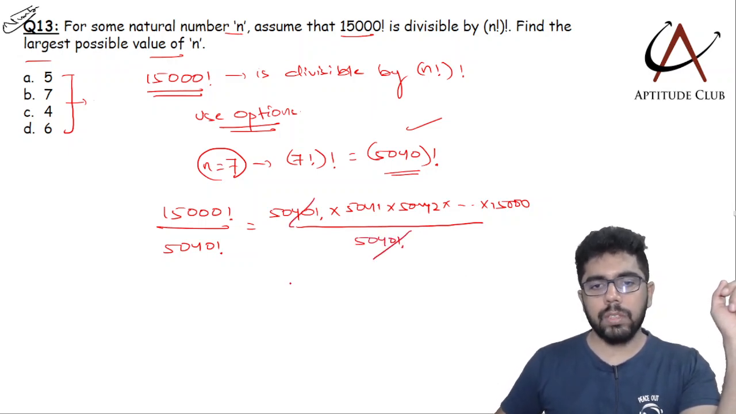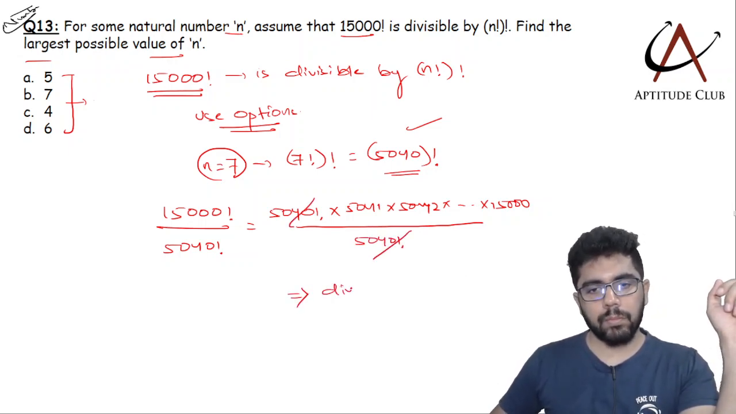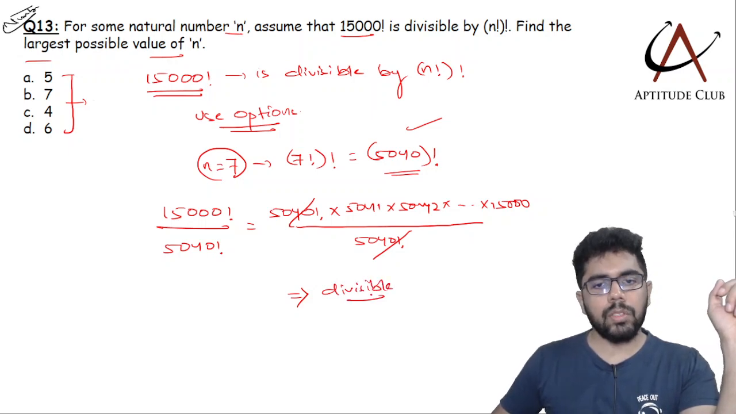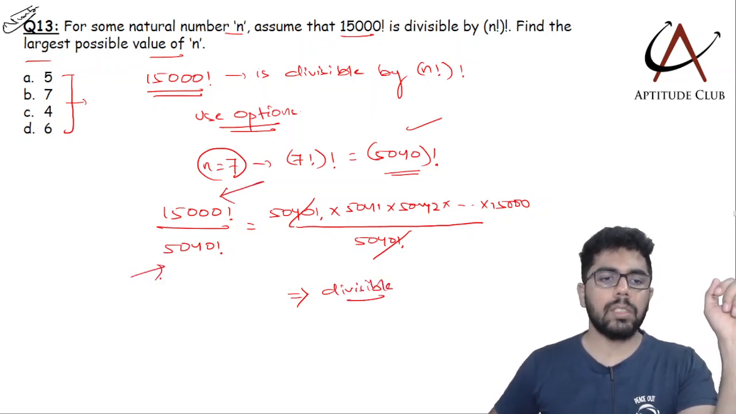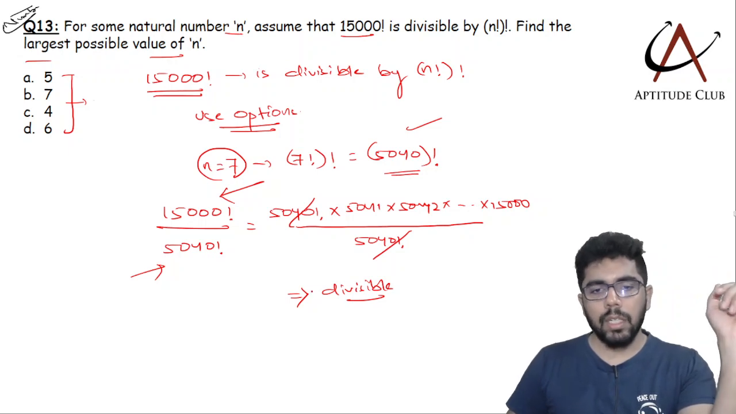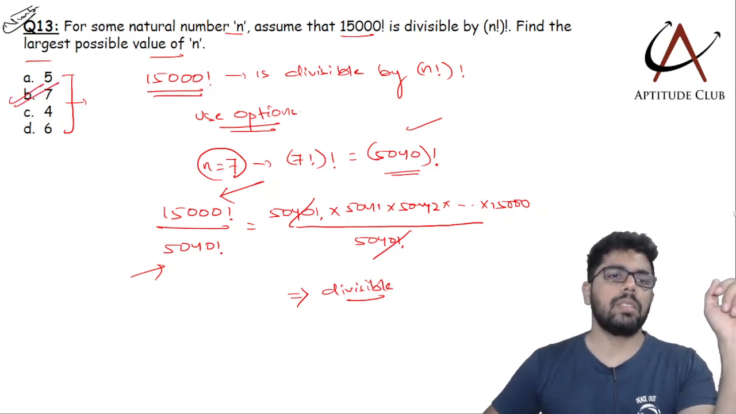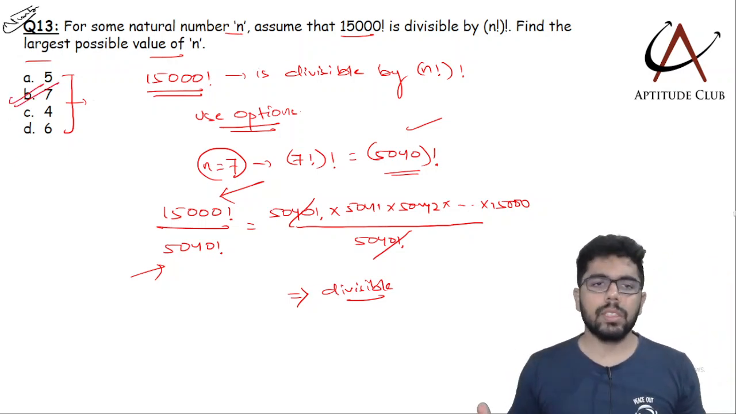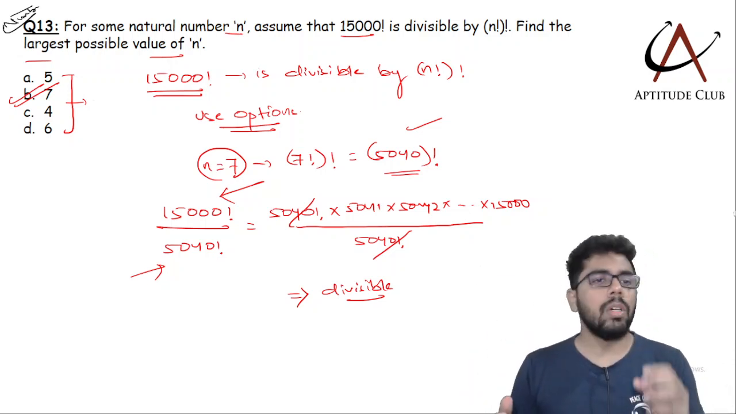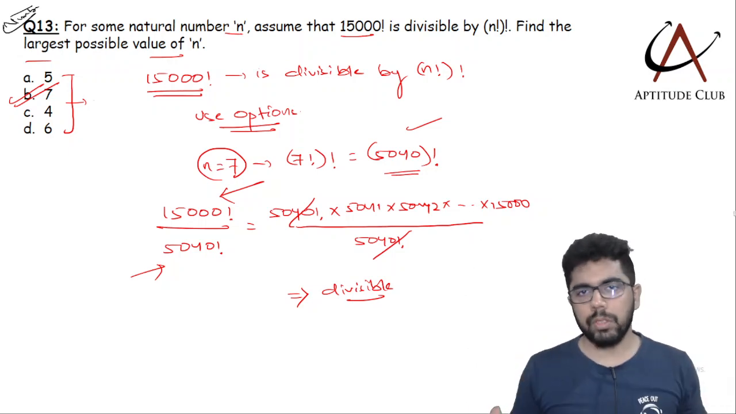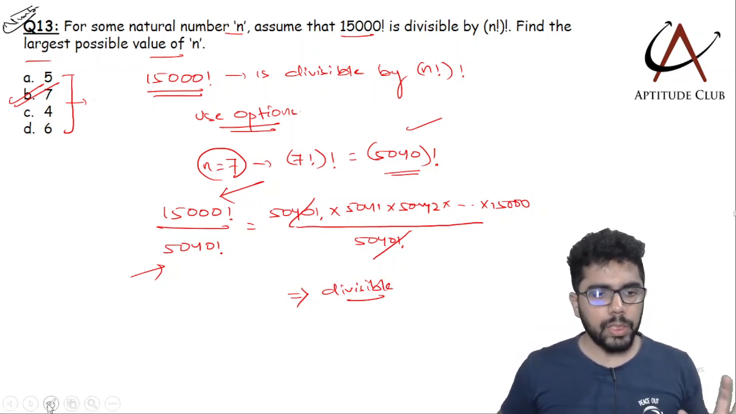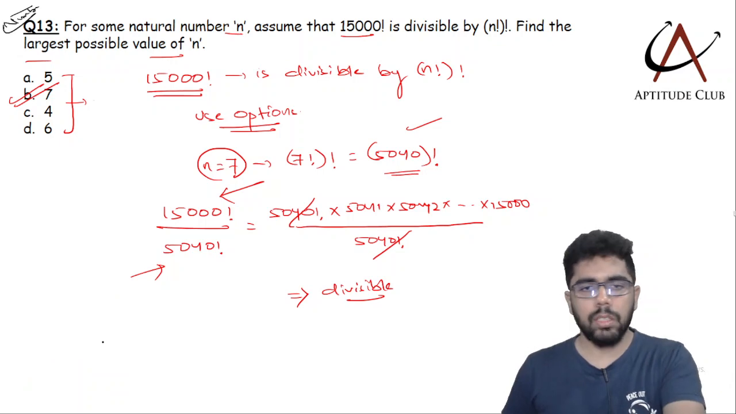So of course it is divisible, because a bigger factorial will definitely be divisible by the smaller factorial. So it is divisible, that means I'll go with the highest. I need not check for 5, 4 and 6, because already for 7 it is possible and we have to calculate the largest value. So 7 is my answer. Such a simple question. Super easy question if you just understand factorials.